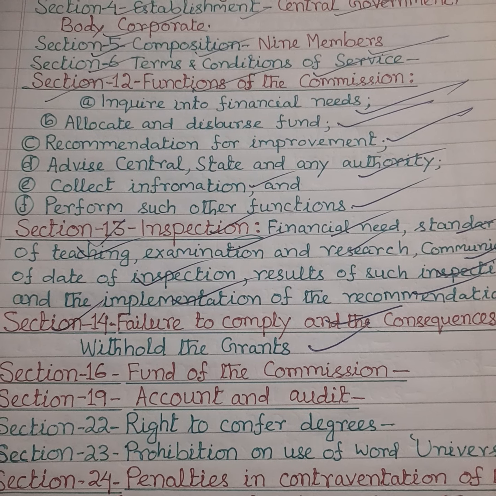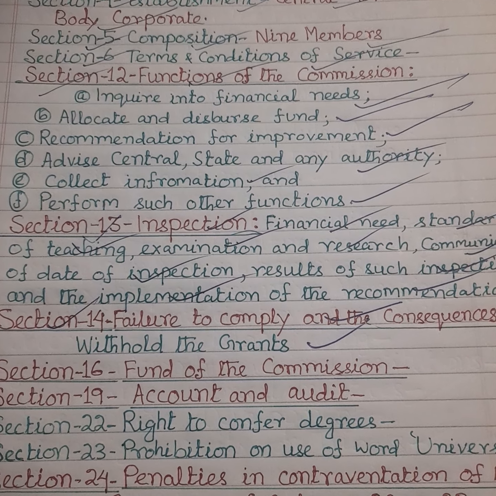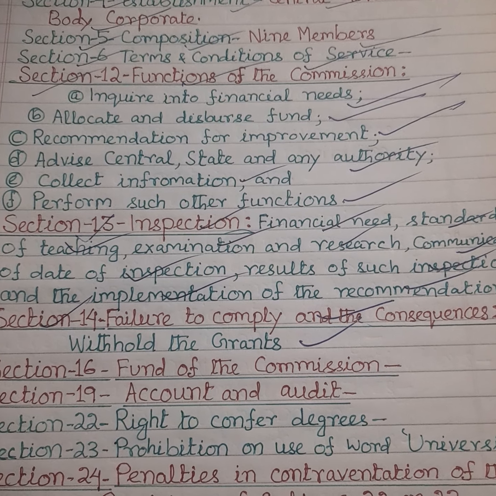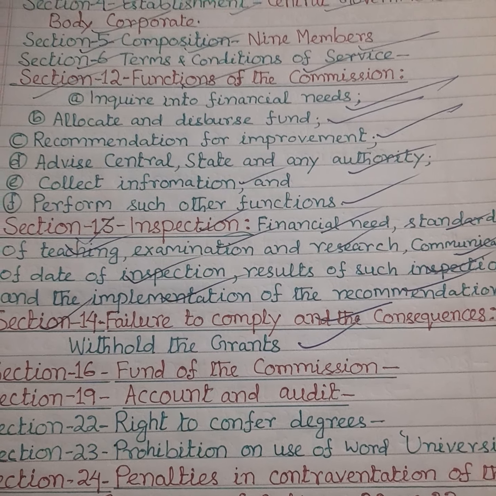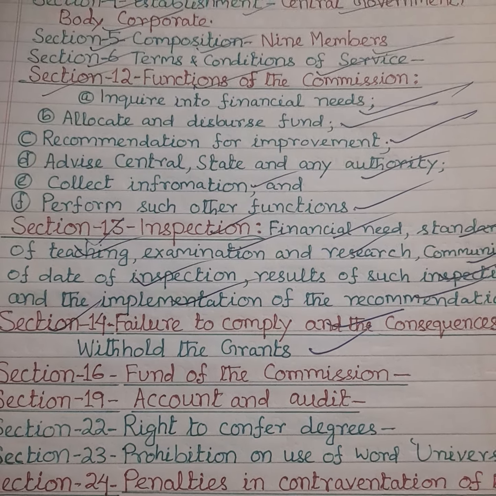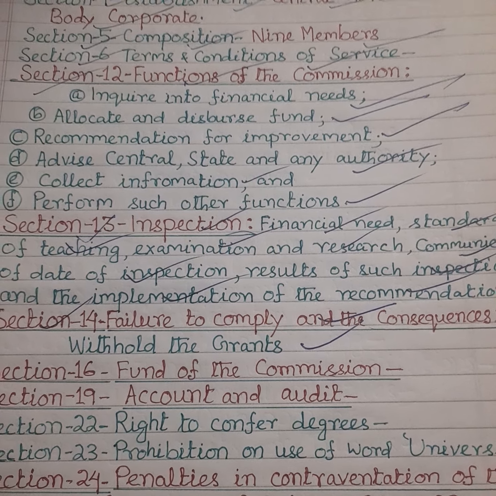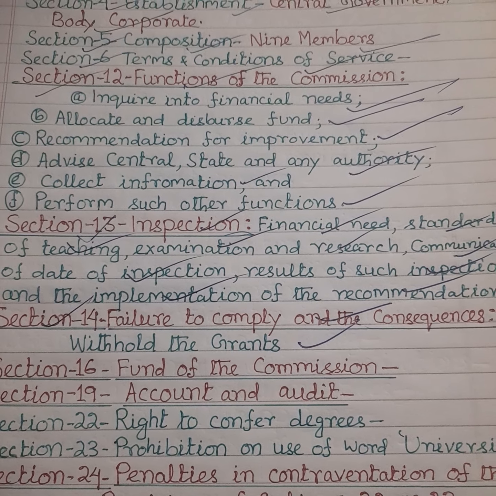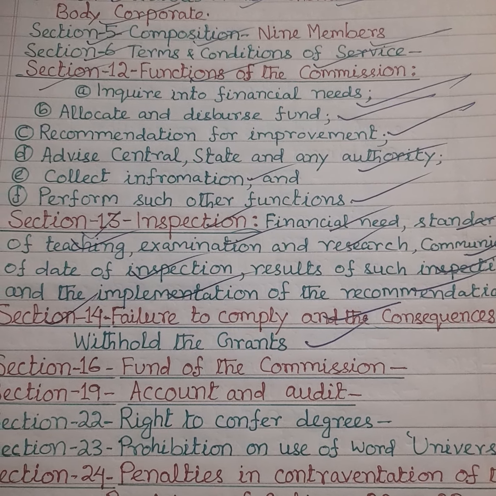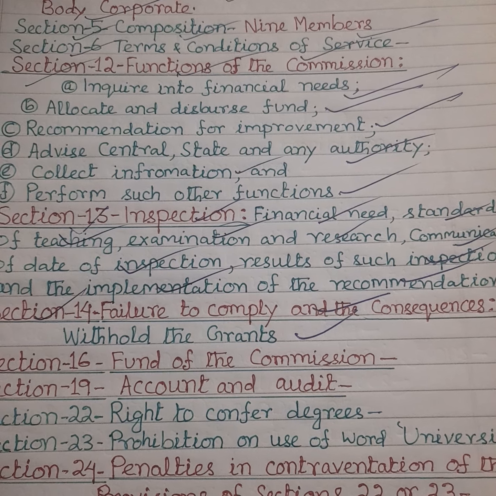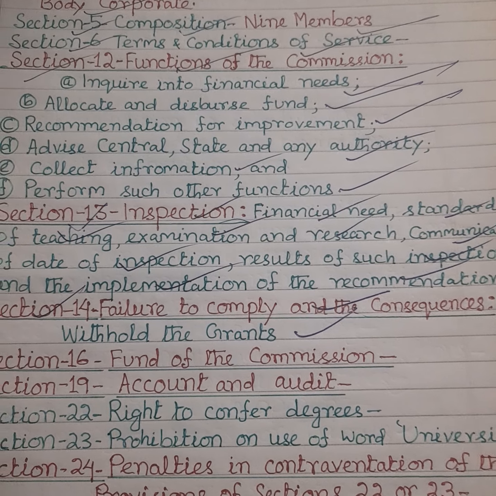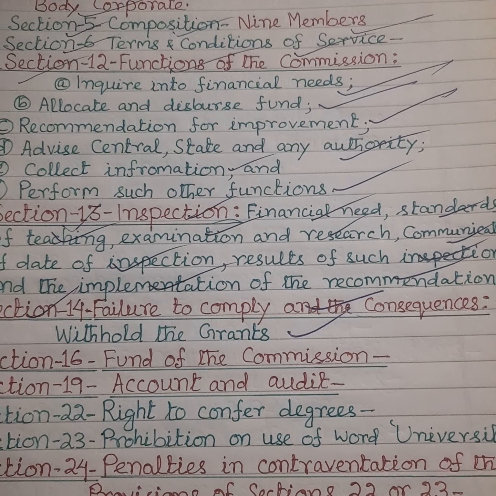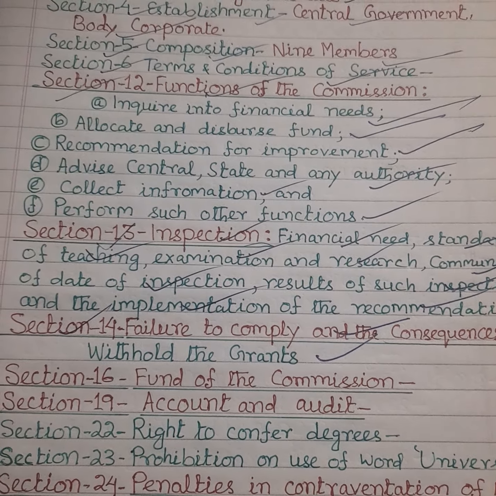So if any university fails within a reasonable time to comply with any recommendation made by the Commission as per the provisions under Section 12 or Section 13 of the Act, the Commission, after taking into consideration the cause, if any, shown by the university for its failure to comply with such recommendations, may withhold from the university the grants proposed to be made out of the fund of the Commission.